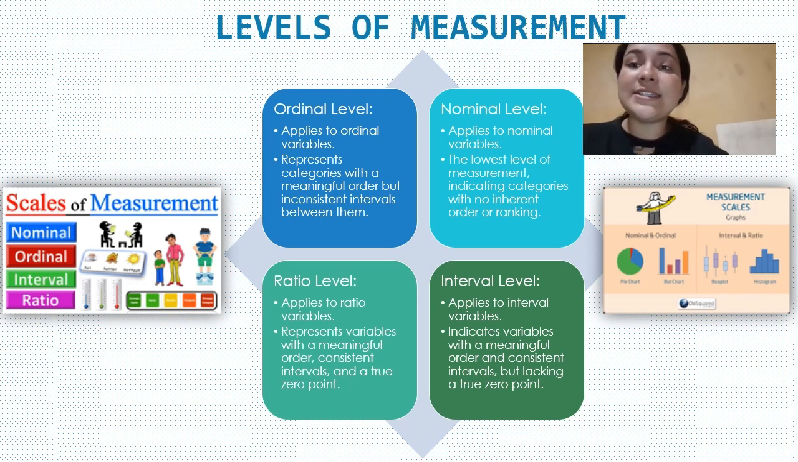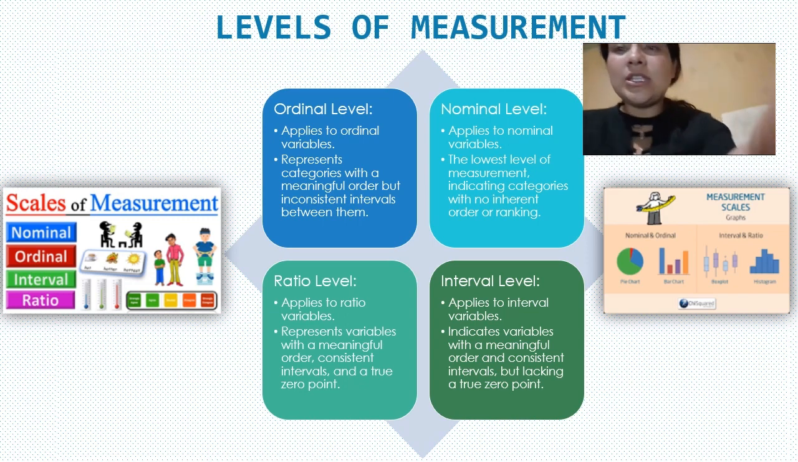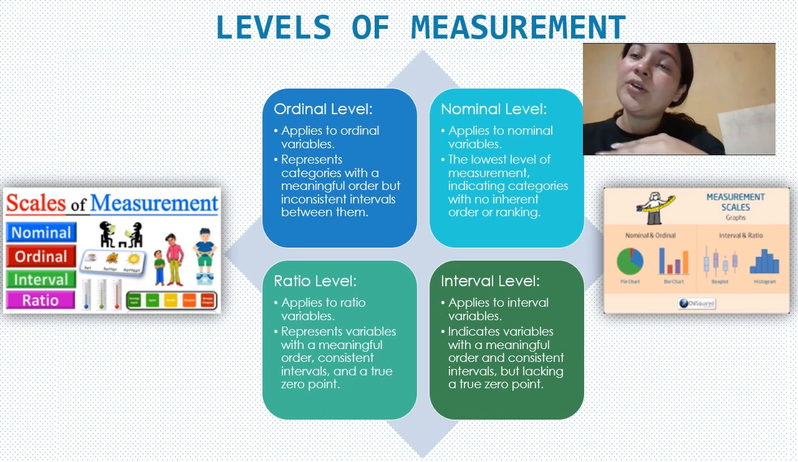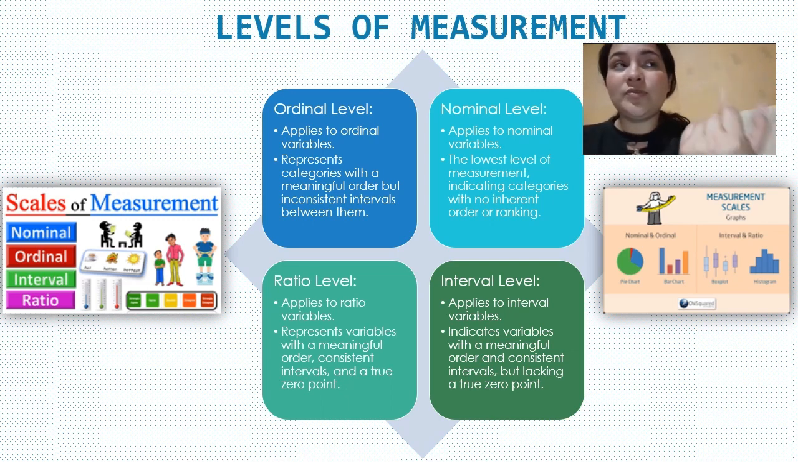In statistics, variables are characteristics or attributes that can vary and are studied in research. The levels of measurement categorize variables based on the nature of the information they provide. There are four types of variables and four levels of measurement, which you will see as we continue.